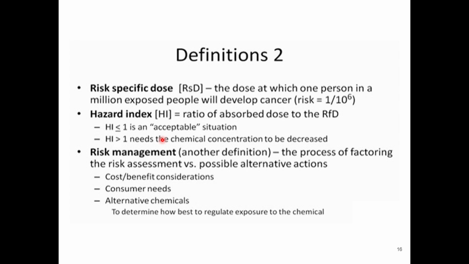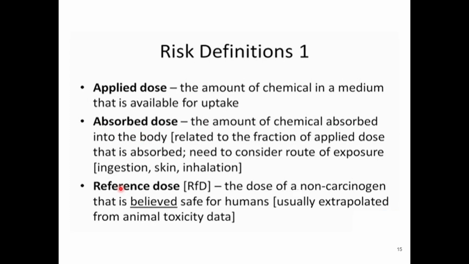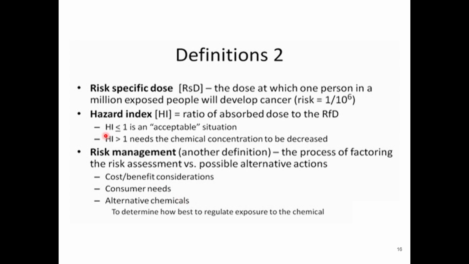And the risk-specific dose is basically the dose at which 1 in a million will develop cancer. So that is the difference. And hazard index, HI, is the ratio of absorbed dose to the reference dose. If the value is less than or equal to 1, it is an acceptable situation. Whereas if it is greater than 1, the chemical concentration needs to be decreased so that it reaches below or equal to 1.